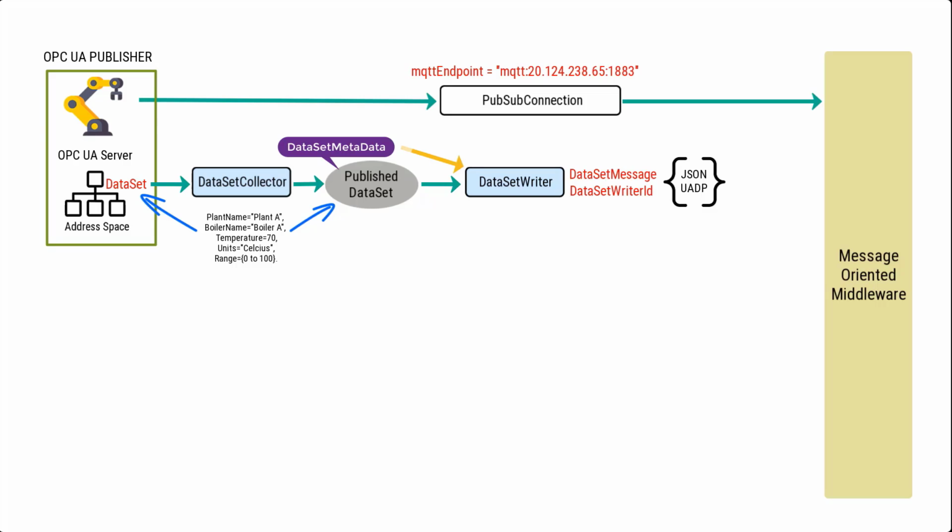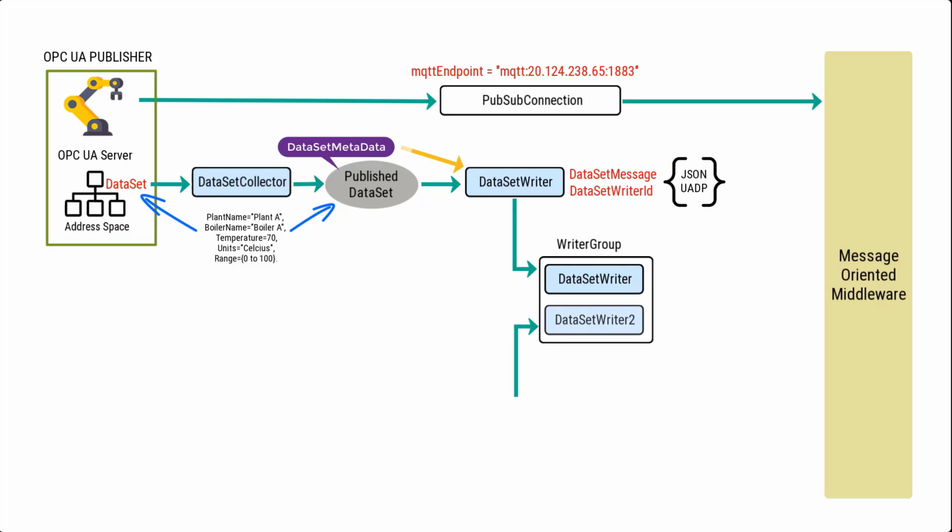However, a dataset writer which is linked to an existing published dataset needs to be contained within what is called a writer group. Each writer group can have one or more dataset writers, and it contains information that makes it possible to combine dataset messages from different dataset writers to form what is called a network message. A network message is the actual message that is finally handed off for delivery to a specific message-oriented middleware using a specific transport protocol, which could be MQTT, AMQP, or UDP.